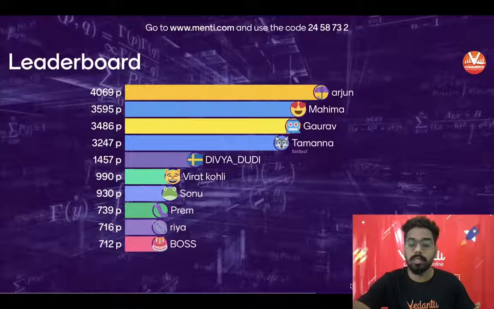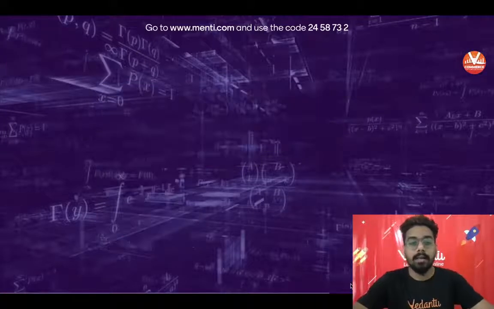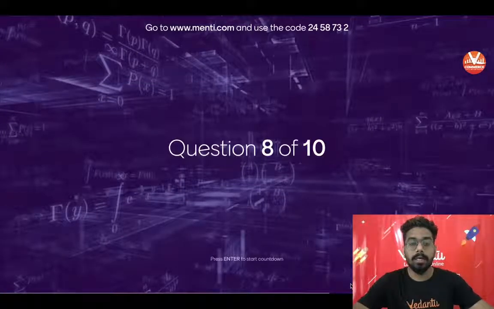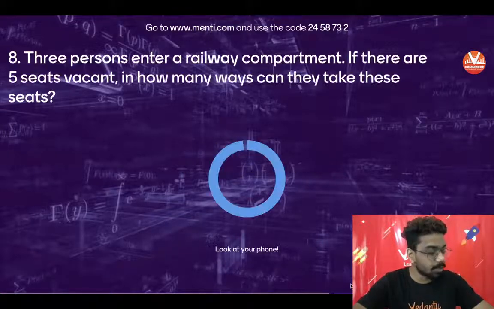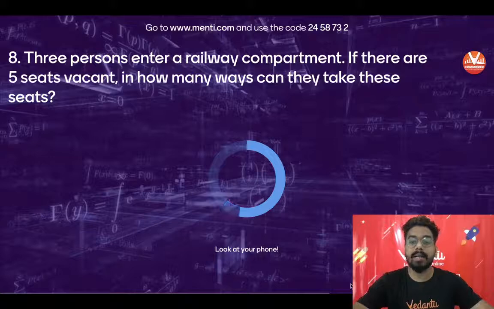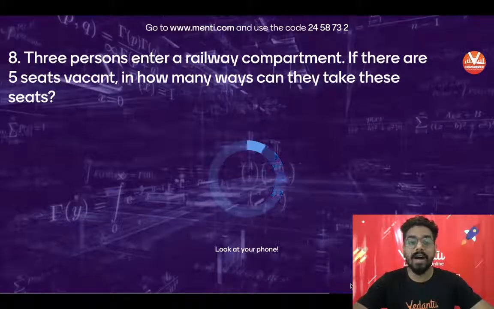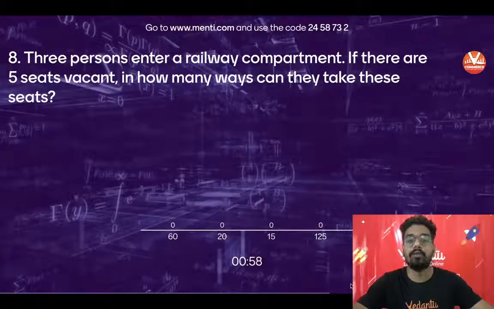Now next question, question number 8 on your screen. Let's see how many people will be able to do this question. Question number 8 on your screen. Yes, exactly. Divya and Arjun. 3 persons enter a railway compartment. If there are 5 seats vacant, in how many ways can they take these seats?